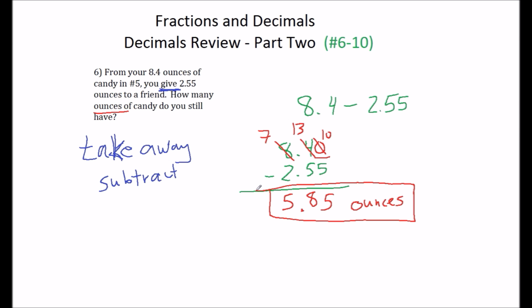Remember that with subtraction you can check. You can do 2.55 plus the answer 5.85, and you should get the original 8.4, or 8.40 in this case. So you can check that on your own, but there is number 6.